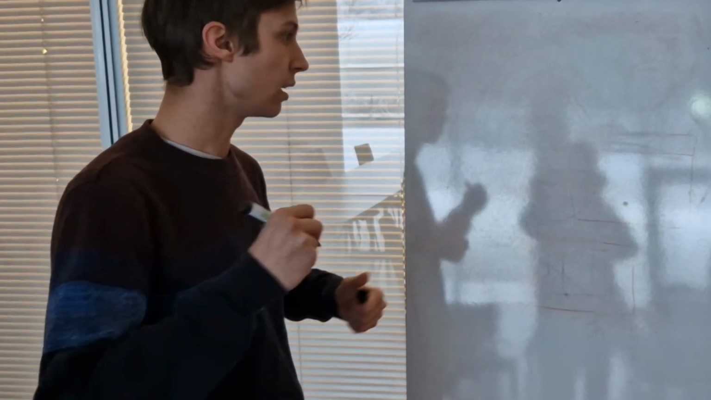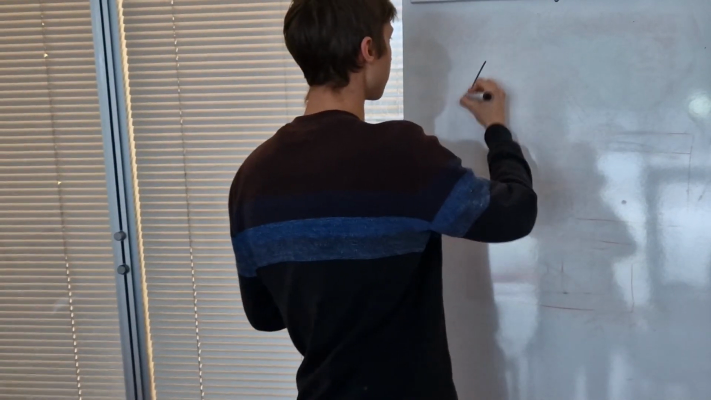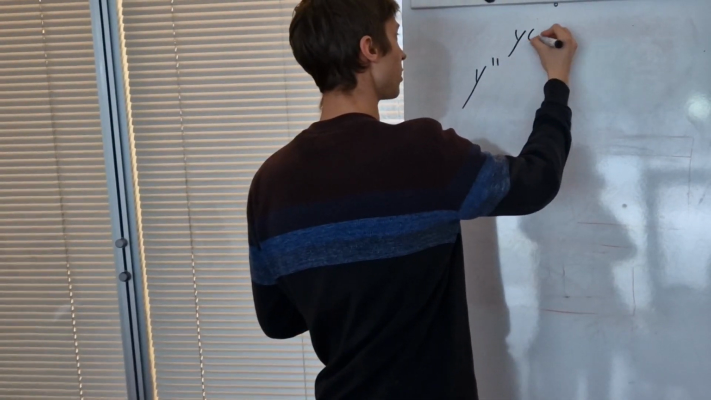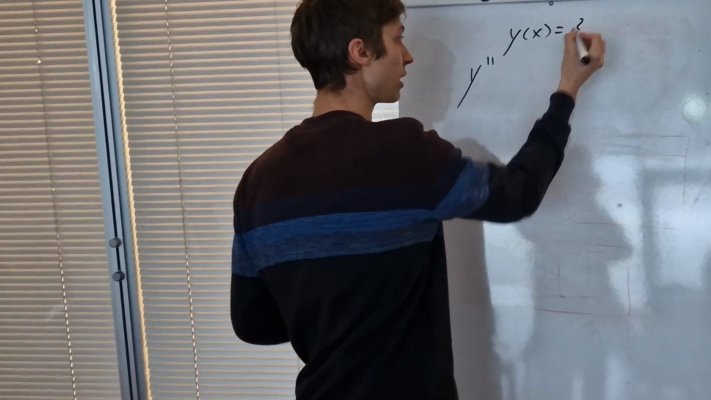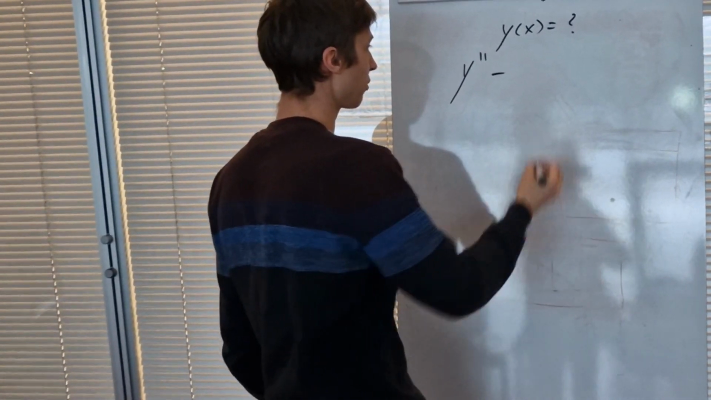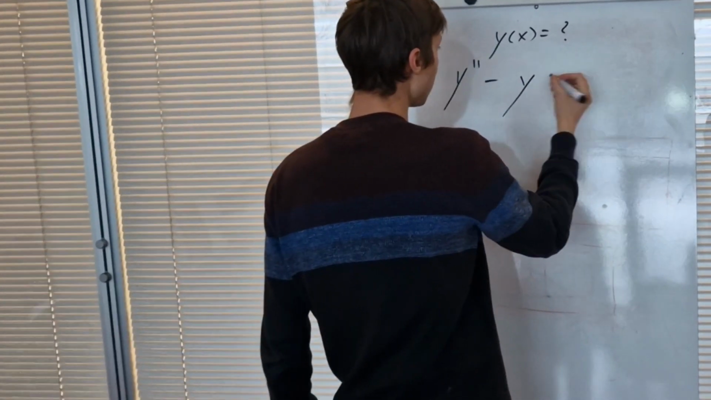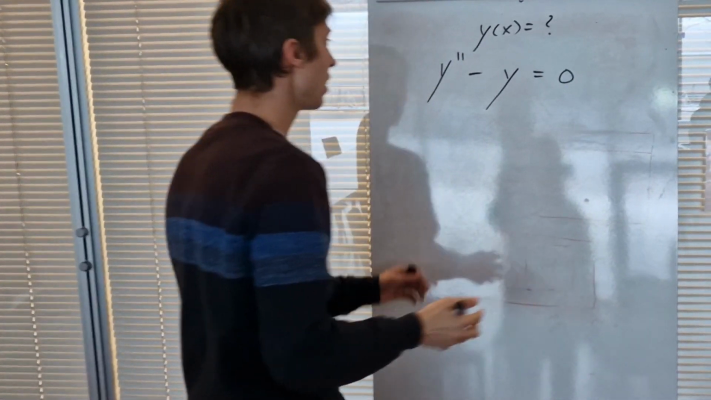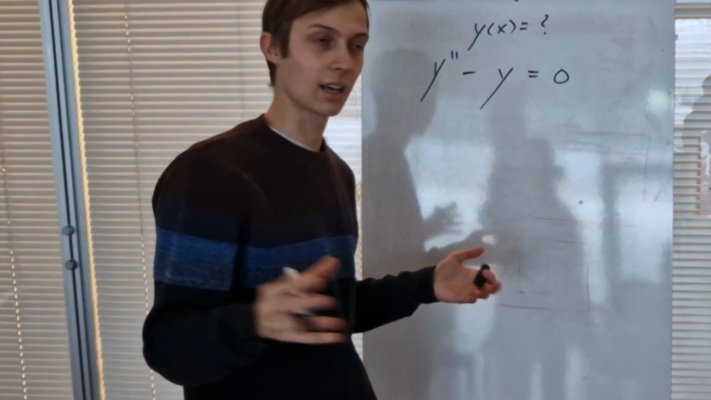It will involve a double derivative of y, where we are solving. The goal of this video is to solve for y of x. So what is this function, single variable with respect to x? Then we subtract from it y itself, and we're looking for it equal to 0. And now we're looking for y. What is y in this equation?